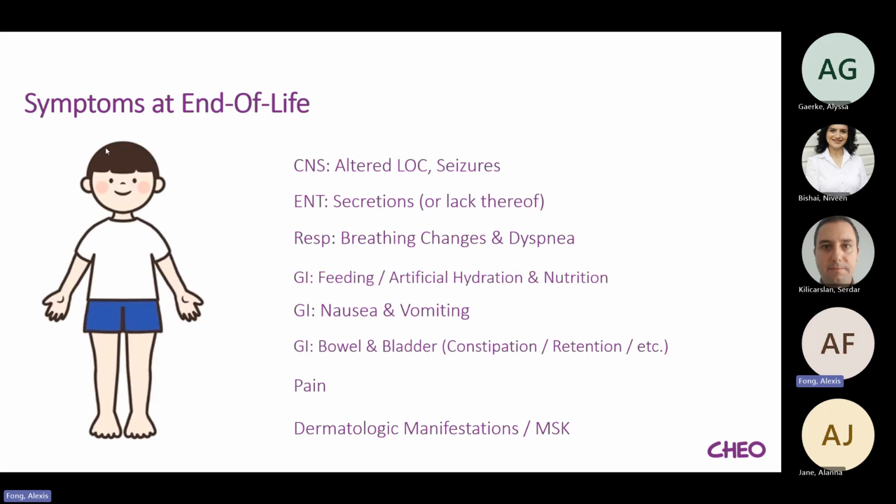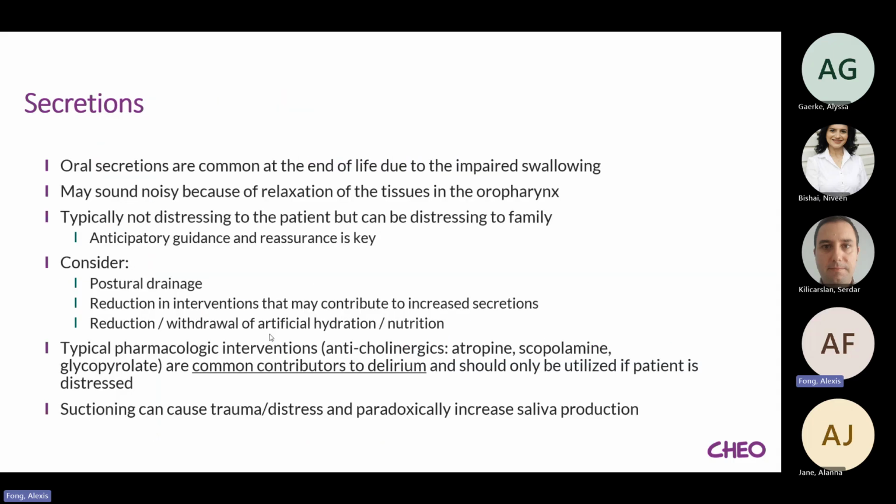Going down the body. So I'm thinking CNS, and then I'm thinking ENT: ears, nose, mouth, throat. When I think of ears, nose, mouth, throat, I think about secretions or lack thereof. So oral secretions are common at end of life due to impaired swallowing, and may sound noisy because of relaxation of the tissues in the oropharynx.